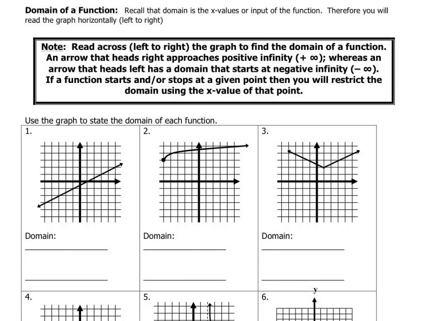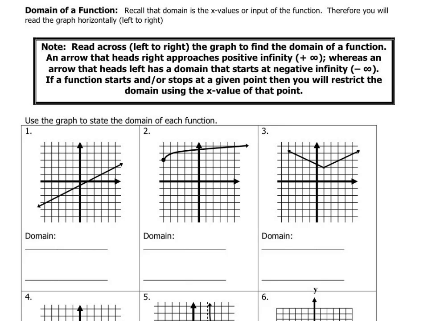So we left off last class talking about special points on a graph, and the whole point of this was so that we'd be able to compare and contrast different graphs and functions. So today we're going to be talking about domain and range of a graph, and this is so that we can continue to compare different functions, types of functions throughout the rest of the year.